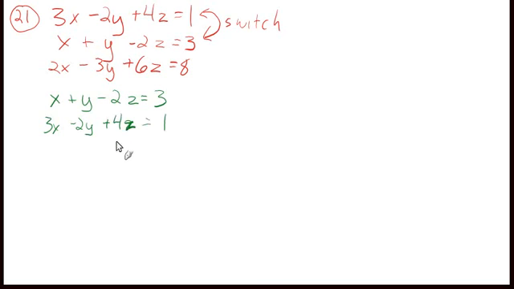2x minus 3y plus 6z equals 8. So hopefully you see what I mean. We're going to cancel out this x. It's way easier to just multiply this by negative 3. And then I can also do it again the second time with this one, multiply this by negative 2.